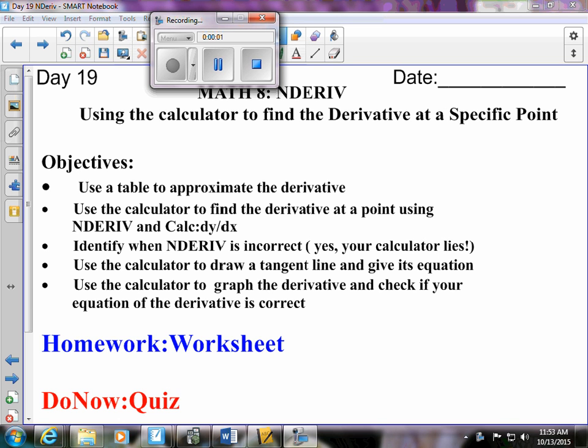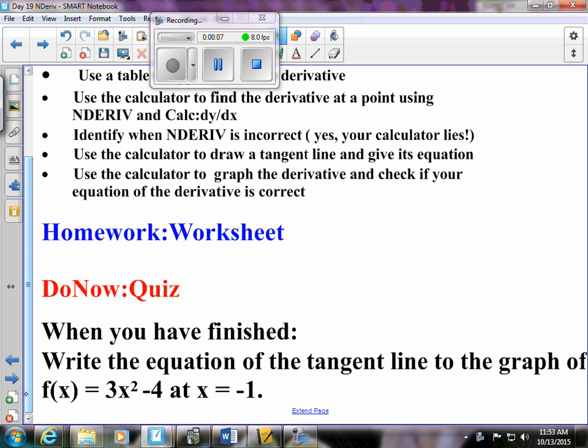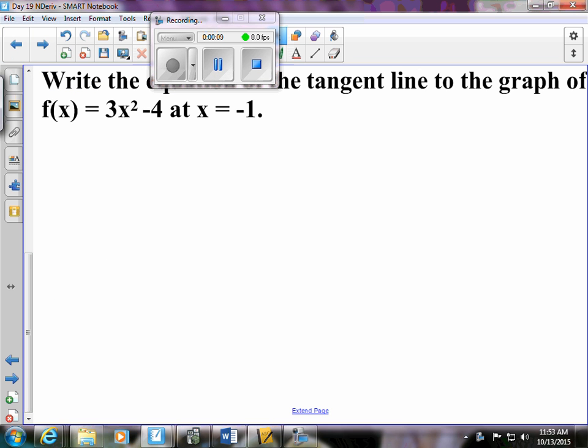They're going to do the do now. Oops, that's not the do now. Right down there, right in the equation of the tangent line.